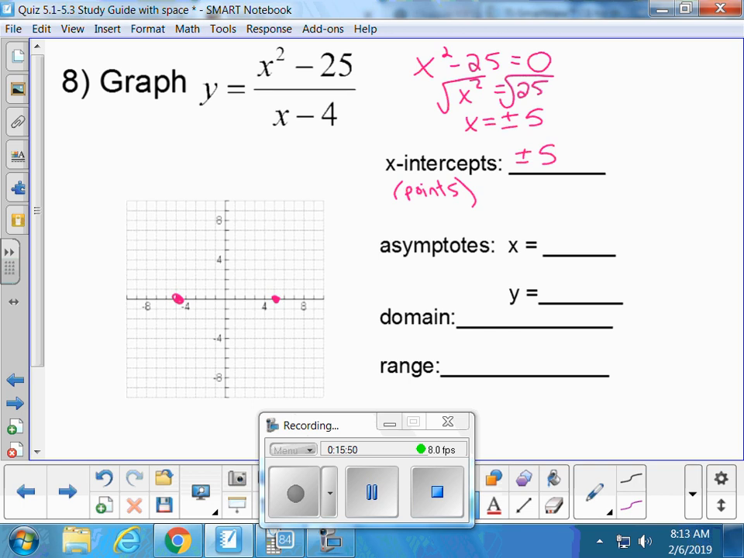Asymptotes. Our x equals asymptote, that's our vertical asymptote. What do we do mathematically to get that? Set your bottom equal to 0 and solve it. So y minus 4 equals 0 would give me a solution of 4. So there's one vertical asymptote at 4.